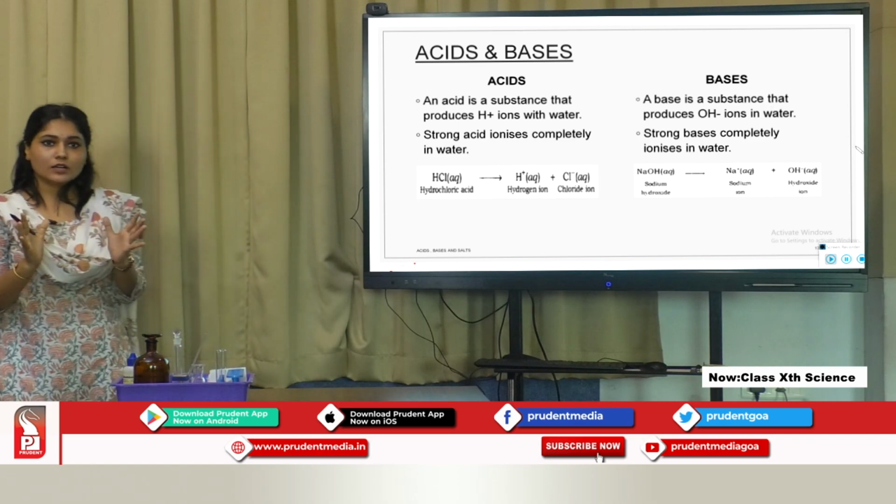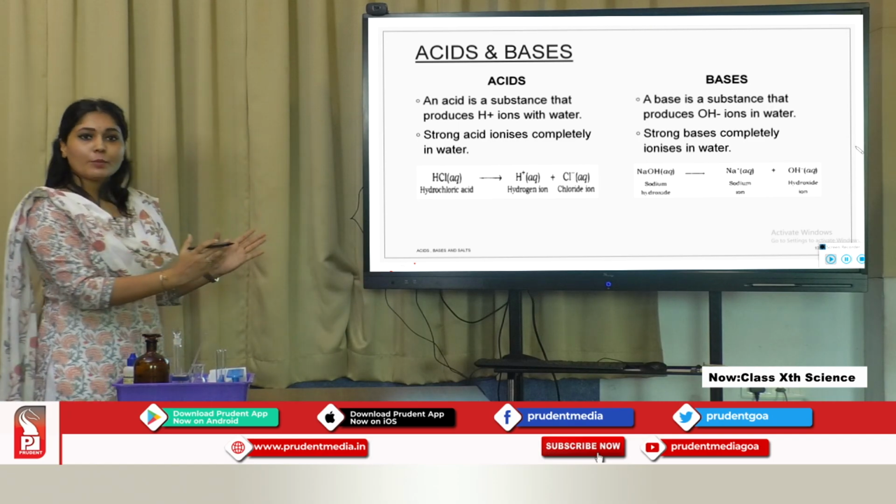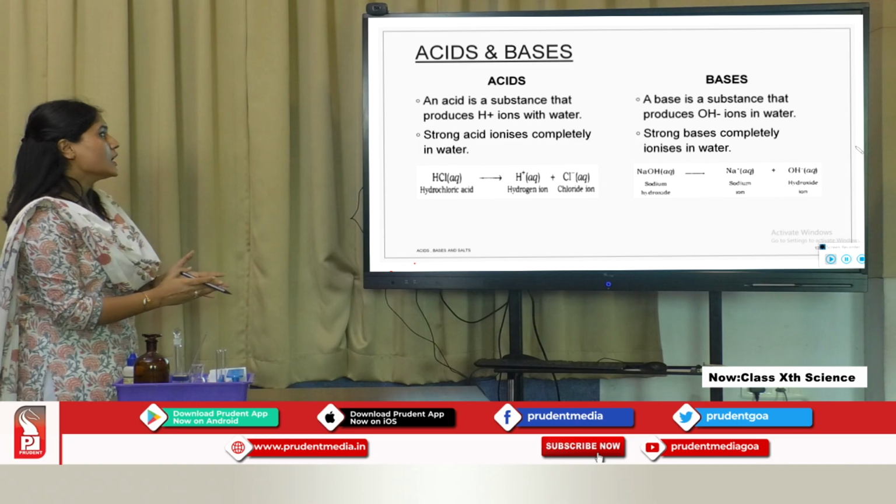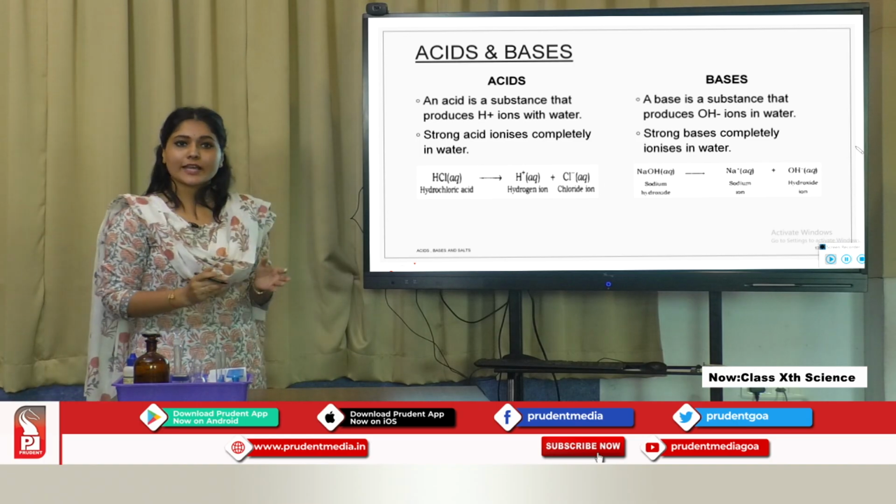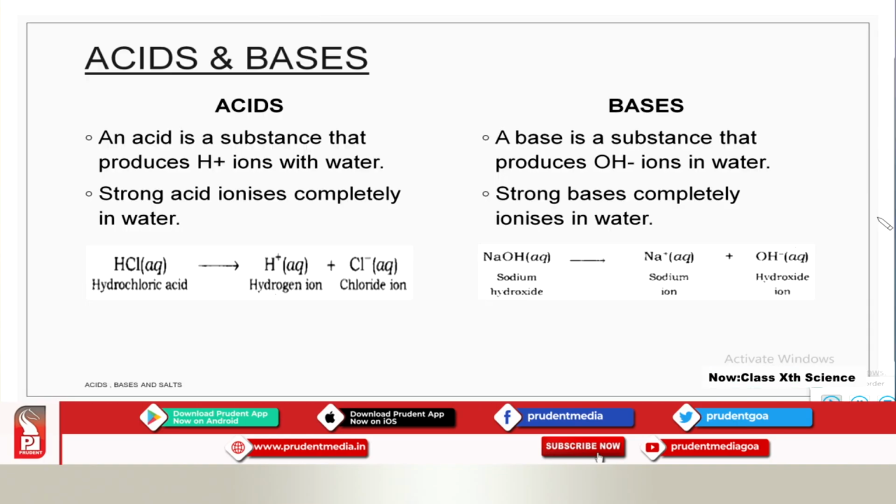So, let us briefly differentiate between acids and bases. An acid is a substance that produces H plus ion with water, whereas a base is a substance that produces hydroxide ion in water. A strong acid ionizes completely in water. For example, HCl dissociates to give you H plus and Cl minus ion.